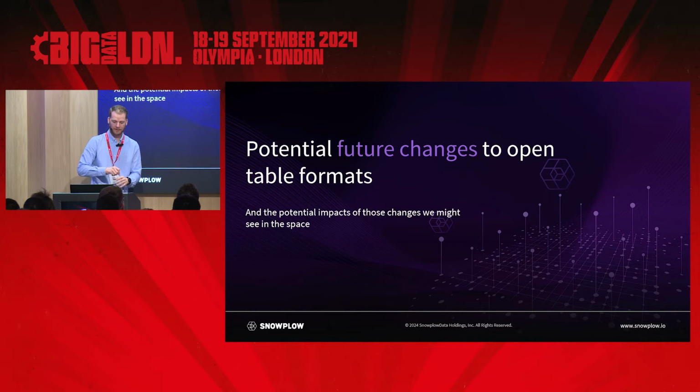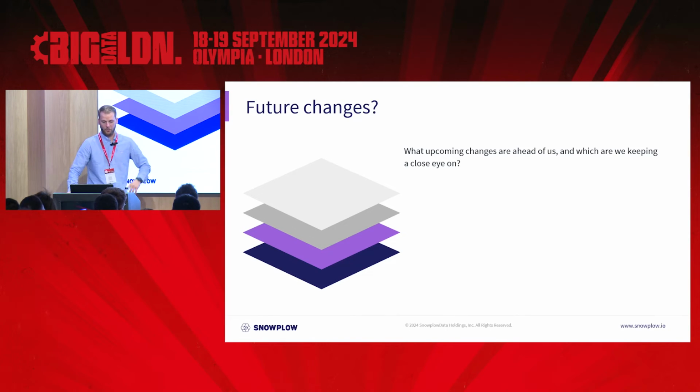So that's where we are now, broadly. There's other things we could discuss, but what do I see, this is me personally speaking, as the potential future for these open table formats? So what are the changes that could be ahead of us, and what am I keeping an eye on?